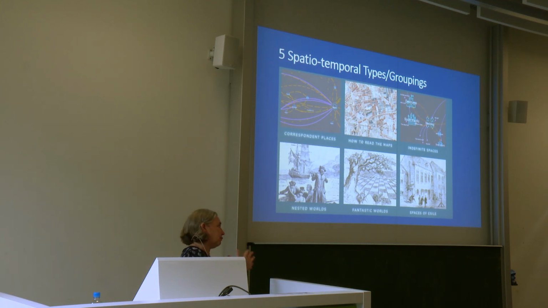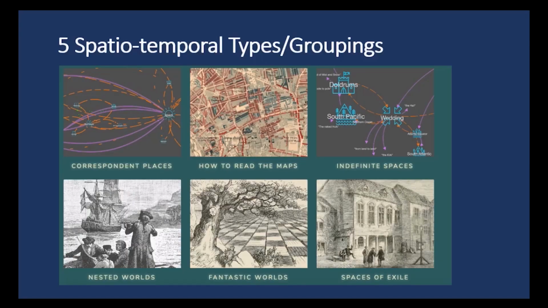I wanted to free us from always thinking in terms of period or genre for a text. So that's why we had the groupings. The groupings are not perfect, but they kind of do the job for now anyway. So correspondent places would be any text where, essentially a realist text where there appears to be a real place, Oliver Twist, London, for example.